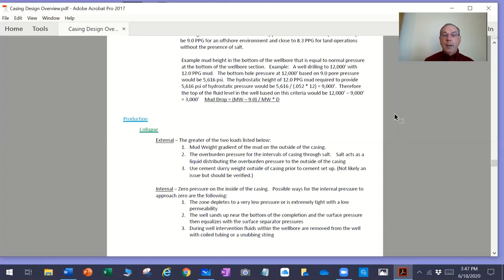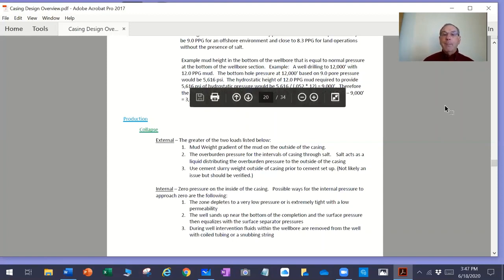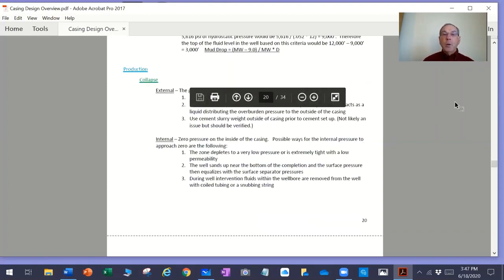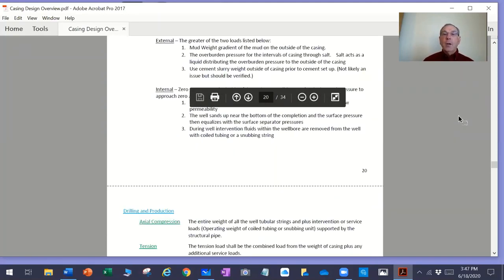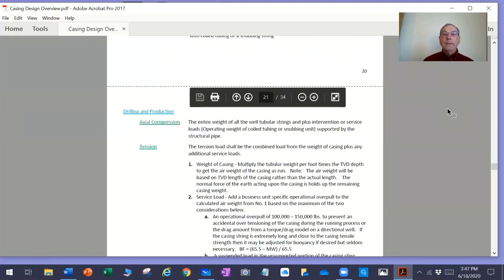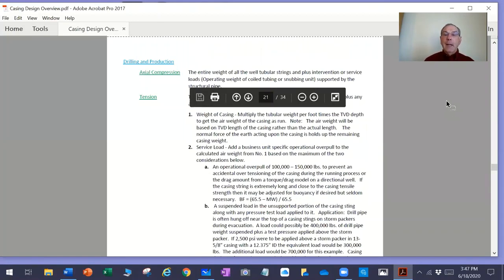And then number 3, we can be doing a well intervention or workover using coil tubing or a snubbing unit, where we are intentionally lifting the fluid out of a well, jetting the well in to try to get it to come in and flow. That's another, I call it a man-made condition, where we do operations that can approach zero on the inside. So there are several reasons and ways that the pressure on the inside could at least approach zero.